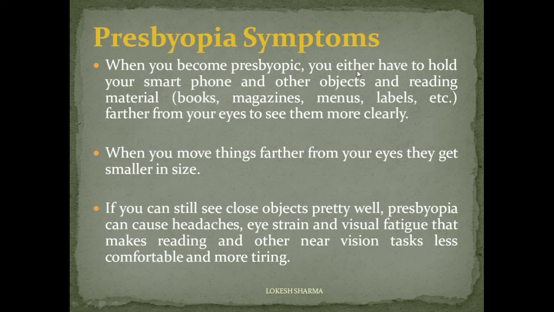The presbyopia symptoms are as follows: when you become presbyopic, you either have to hold your smartphone or other objects and reading material like books, magazines, menus, labels, etc. farther from your eye to see them more clearly. When you move things farther from your eyes, they get smaller in size. If you can still see close objects pretty well, presbyopia can cause headaches, eye strain, and visual fatigue that make reading and other near vision tasks less comfortable and more tiring.